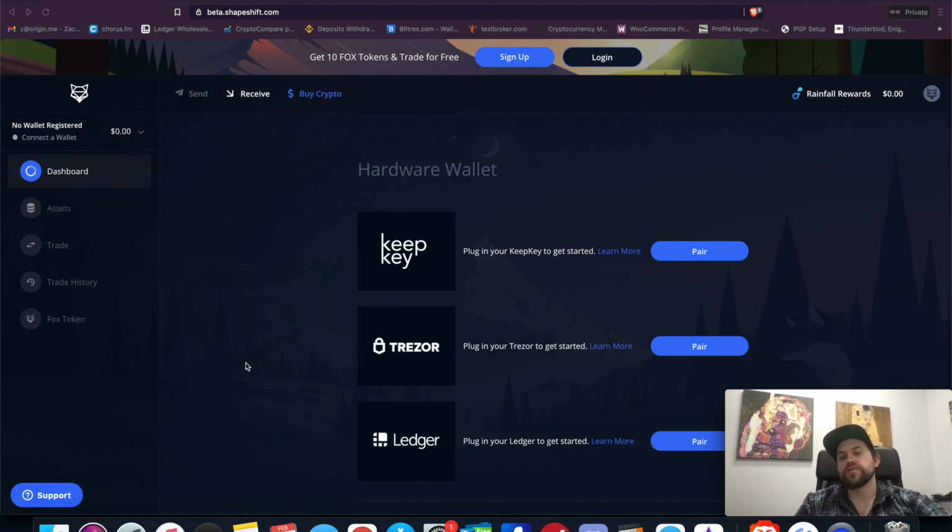And in today's video, we're going to be looking at a comparison of Ledger Live versus the ShapeShift beta platform with KeepKey integration. So stay tuned. You are not going to want to miss this one.